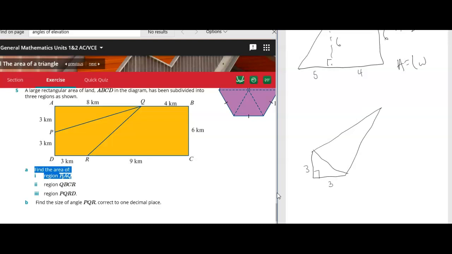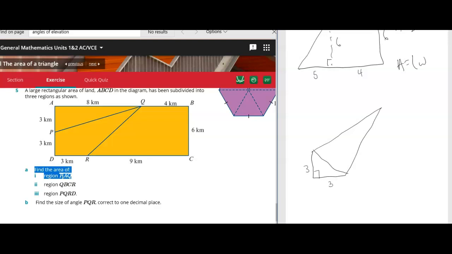Okay, for this one, what's the next one? PQR. PQRD. PQR. Oh, I see. For question B, this is PQR here.